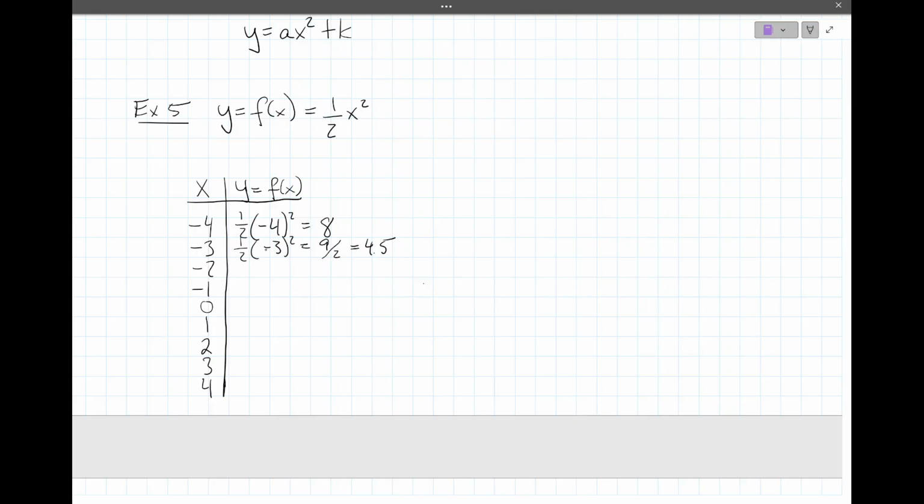Negative 2 squared is 4. 4 divided by 2 is 2. Negative 1 squared is 1. 1 divided by 2 is 1/2. 0 squared is 0. 0 times 1/2 is 0.